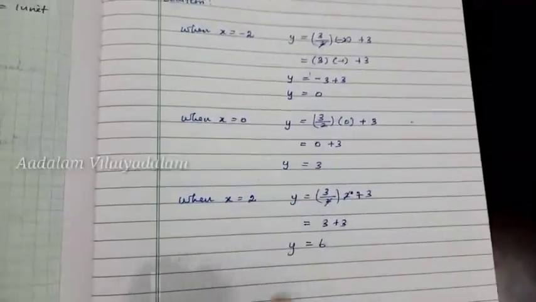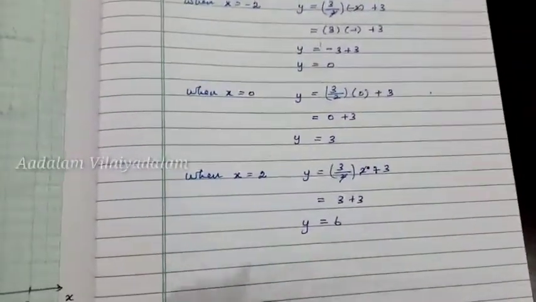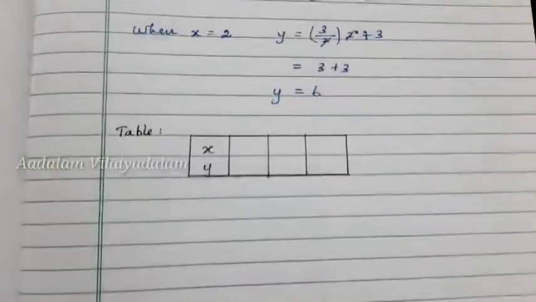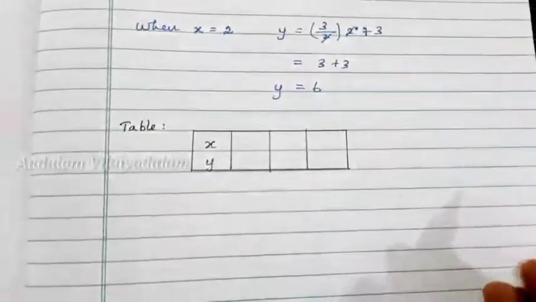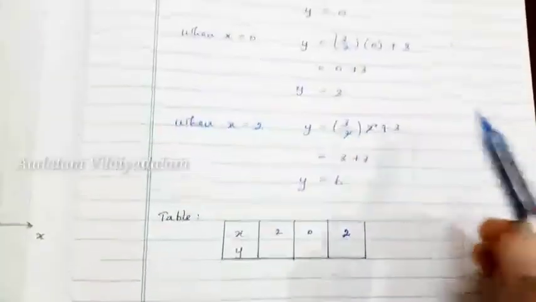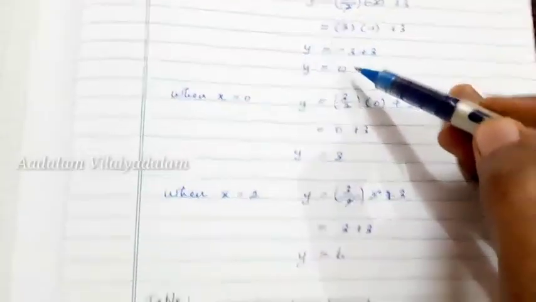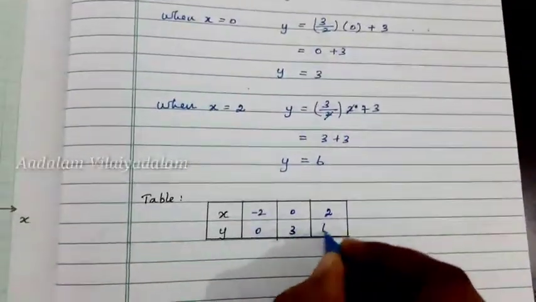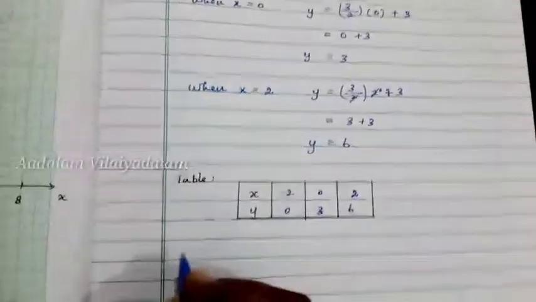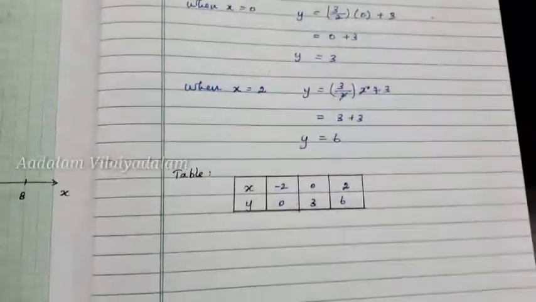Now these values we can put in the table. The table values are, for x: minus 2, 0, plus 2. Then the y values we get: 0, 3, 6. Now we shall write it as ordered pairs, that is, the points to be plotted.